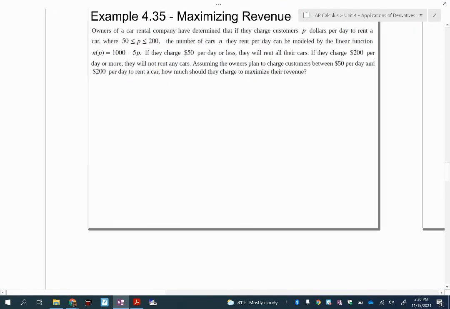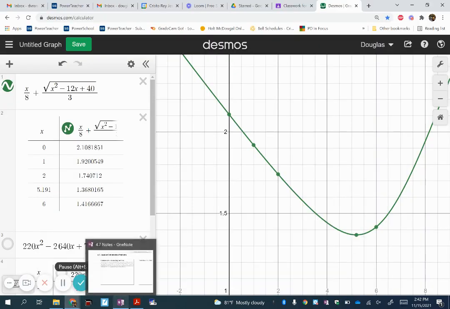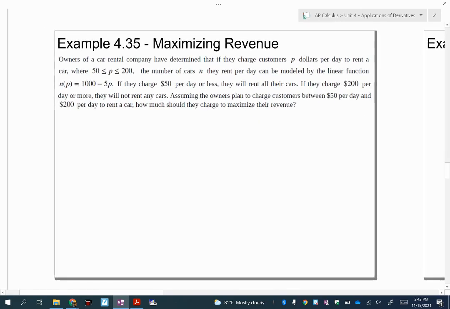Let's move on to a maximizing revenue question. Now this question about maximizing revenue, we're going to end up looking at finding the equation for revenue for this rental car company and then trying to figure out the critical points or the endpoints wherever it has the price we select that's going to maximize the amount of revenue for this car company.